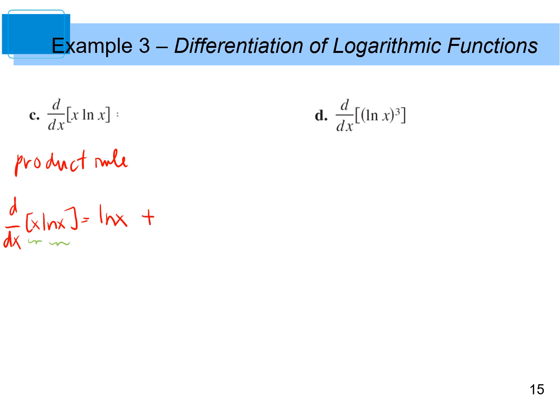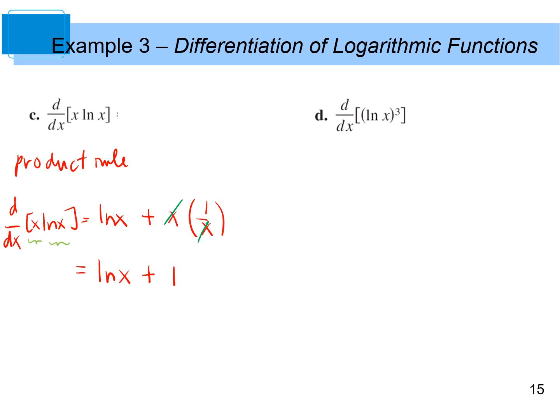Plus, this time we copy the first factor x and we multiply with the derivative of the second factor, which is ln of x. And from our formulas, the derivative of the natural logarithmic function, the derivative of ln of x is 1 over x. If we simplify this, we have the natural logarithm of x plus, and here we can cancel x. Therefore, we're left with 1. So the final answer is ln of x plus 1.